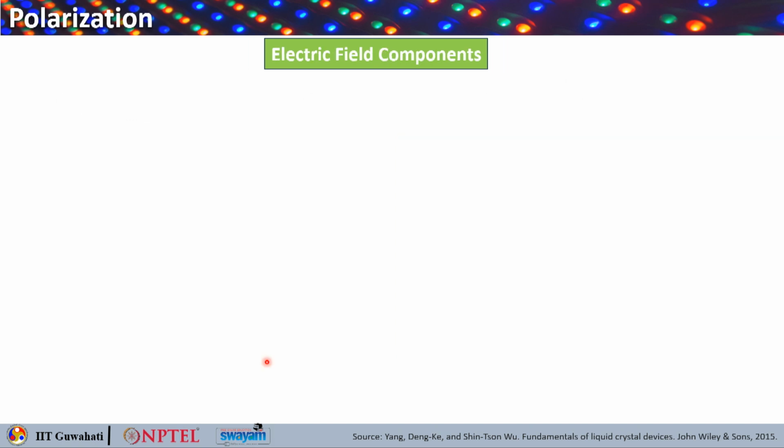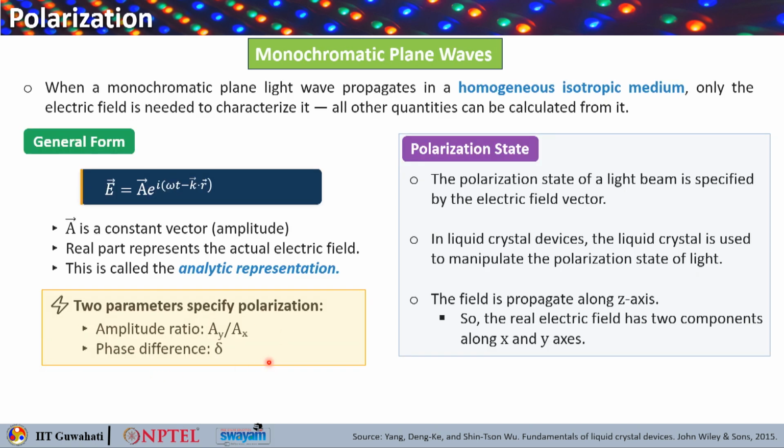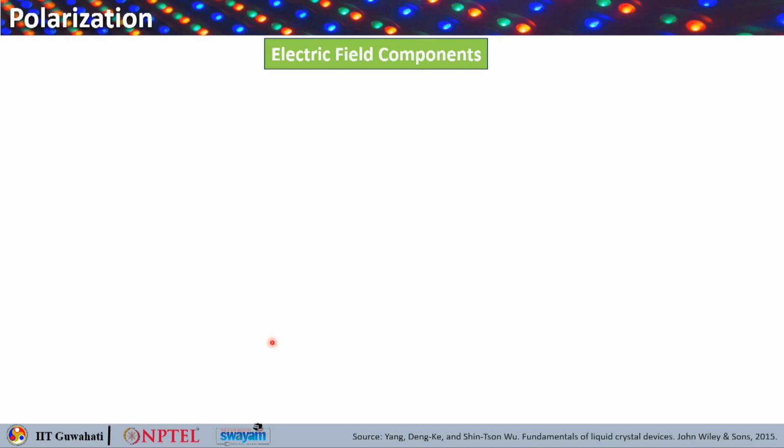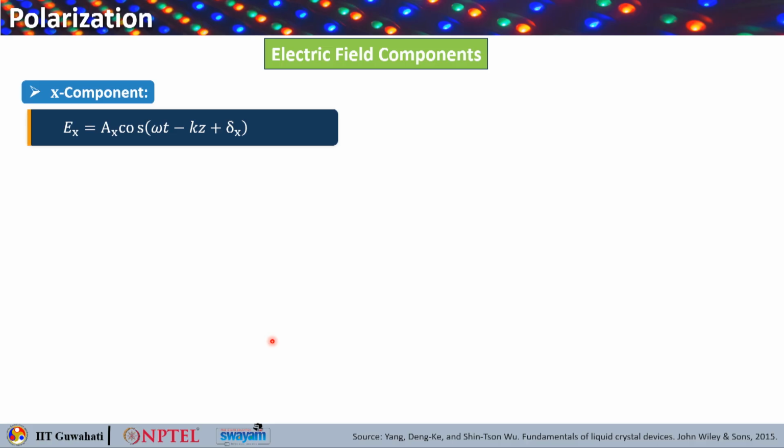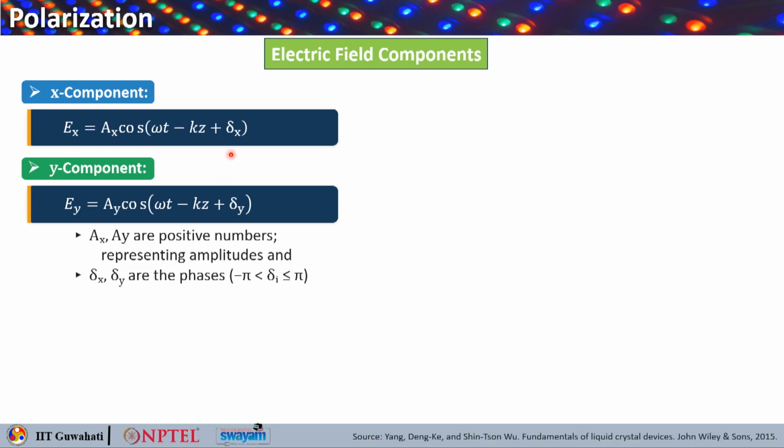With this you can actually specify which polarization this particular plane wave is referring to. If you see the algebraic form of the x component, it is Ex equals Ax cos(omega t minus kz plus delta x). Similarly, you can write the y component as Ey, which is Ay cos(omega t minus kz plus delta y). So, what do we see here?